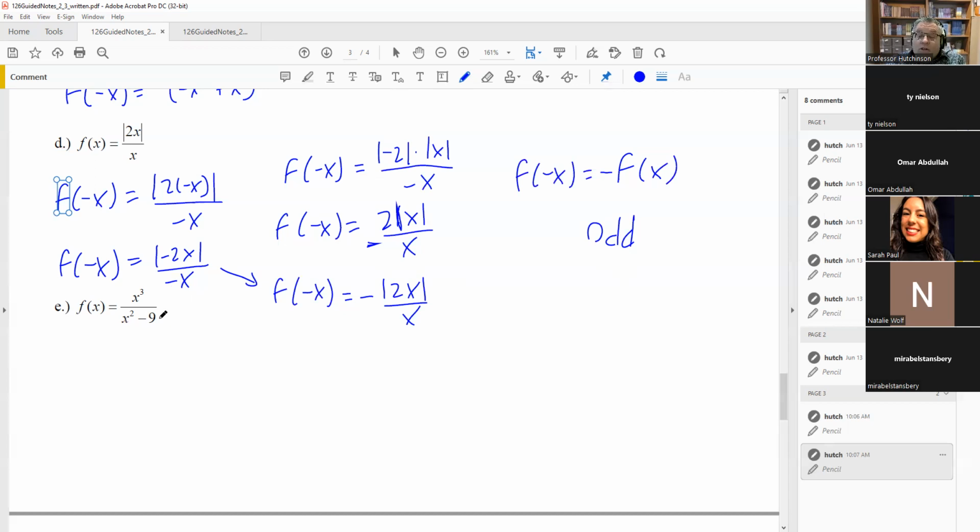We're going to do another one of these. We have another fraction one. There's one like that in the homework. So on top, we've got negative x to the third power, and at the bottom, I have negative x squared minus 9. Okay, so I have a negative n for the top and a negative n for the bottom.